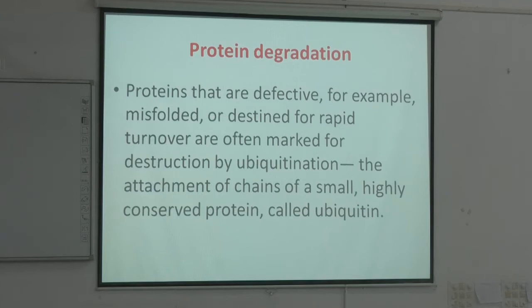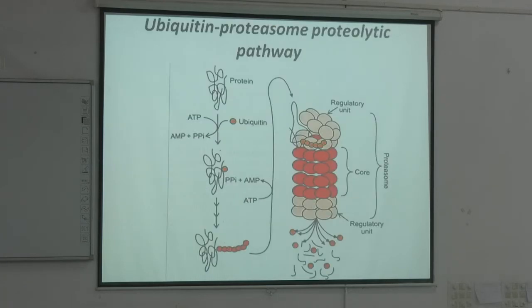So what will happen in the ubiquitin protein degradation pathway? Ubiquitin is a highly conserved protein. This structure is your ubiquitin. This protein is a misfolded or unfolded protein. If it is unfolded or misfolded, it will not function properly. It should go for degradation.